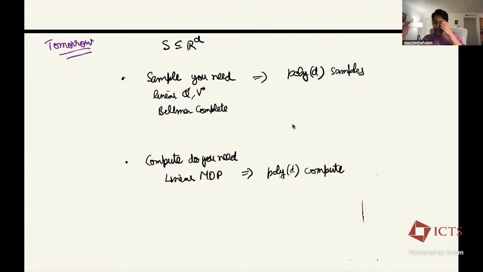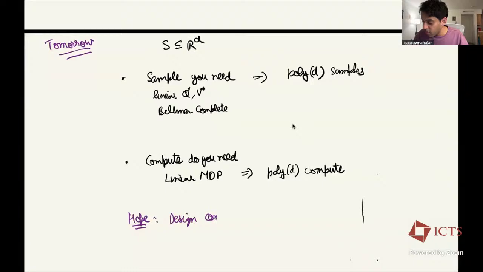So the question is, can we find computationally efficient algorithms? With these kinds of results, we were hoping that we'd design computationally efficient algorithms for the simpler settings like linear V star, Q star.